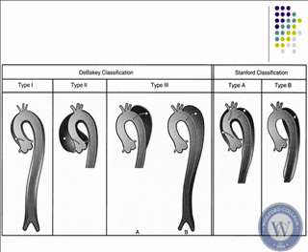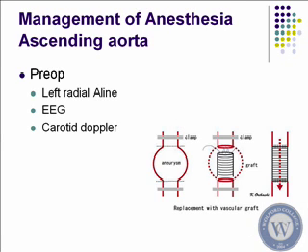Type A involves the ascending and possibly descending aorta, and type B is purely descending. A type B or type 3 has to be repaired through a left thoracotomy. A type 1, type 2, or type A has to be repaired with an anterior approach or sternotomy. That's why they teach you that differently.